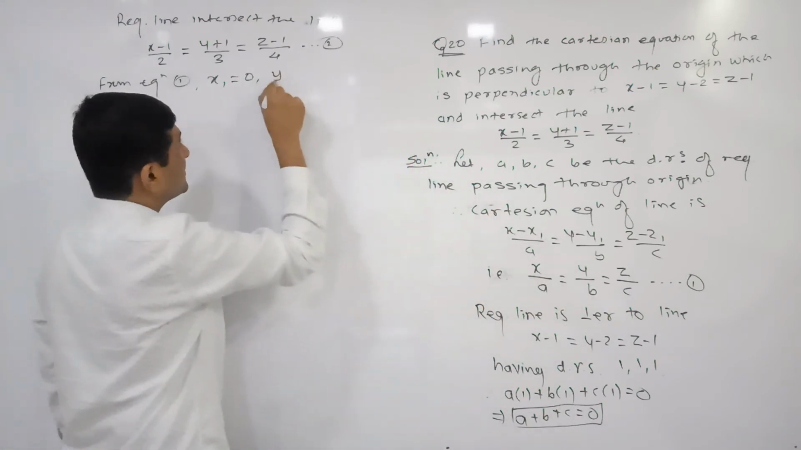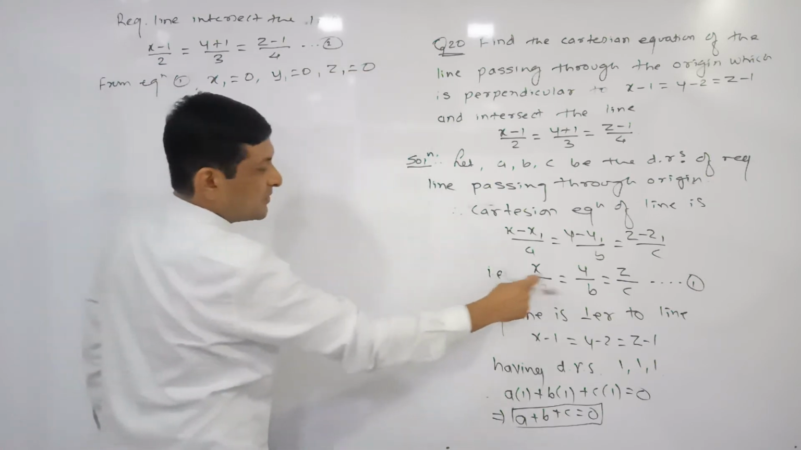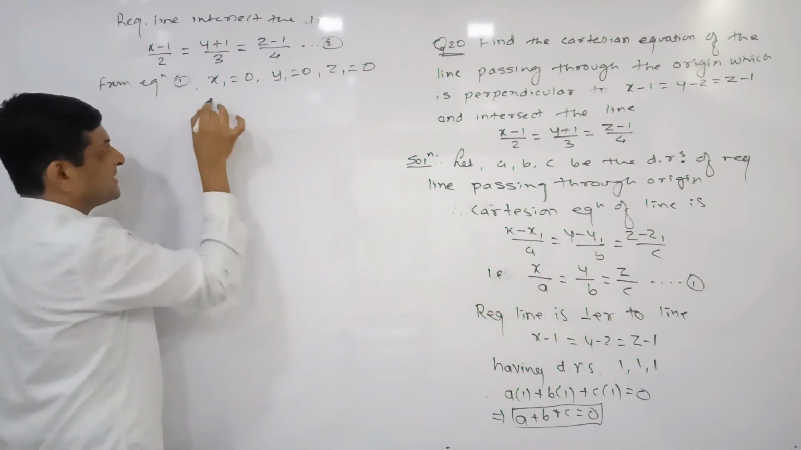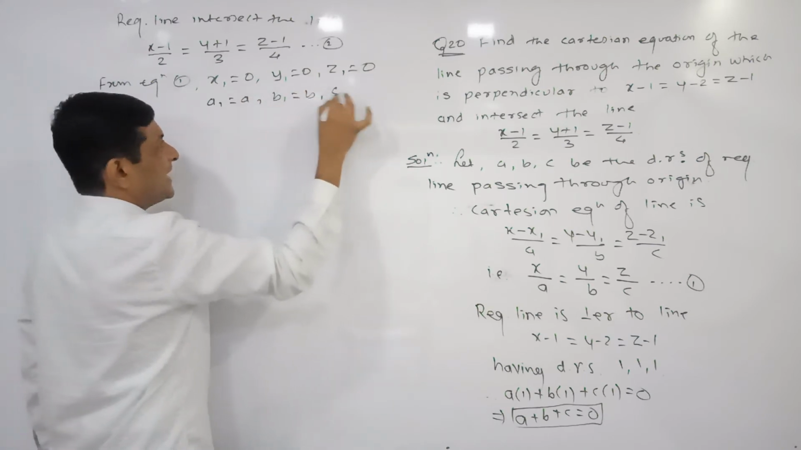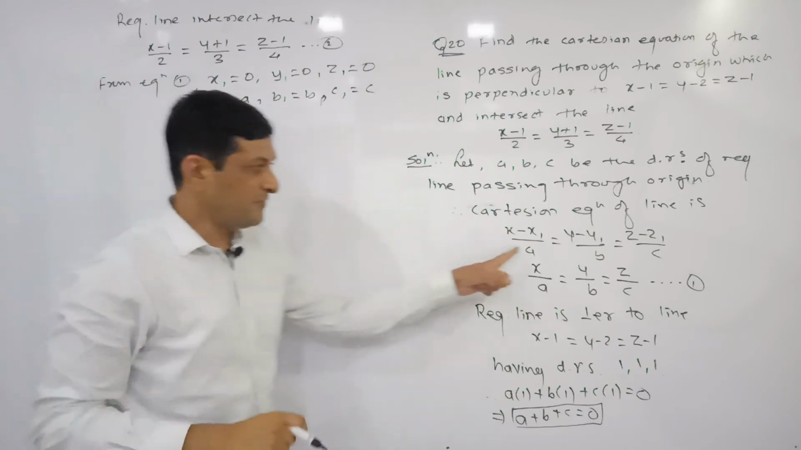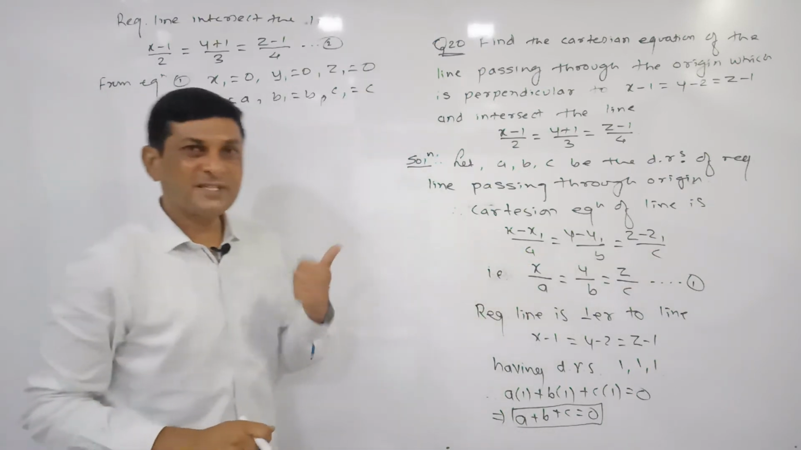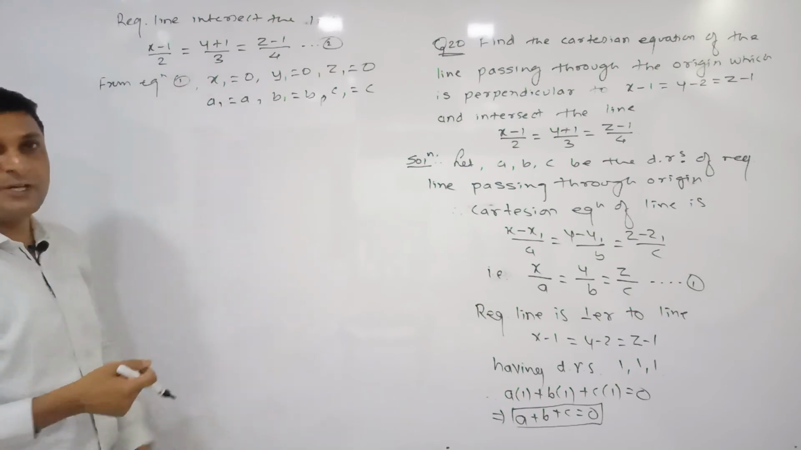So y1 is also equal to 0 and z1 is also equal to 0. And what is the value of a, b, c? It means a1 is equal to a, b1 is equal to b, and c1 is equal to c. So these are the values of a1, b1, c1. And from the second line, we are trying to find out x2, y2, z2 and a2, b2, c2.